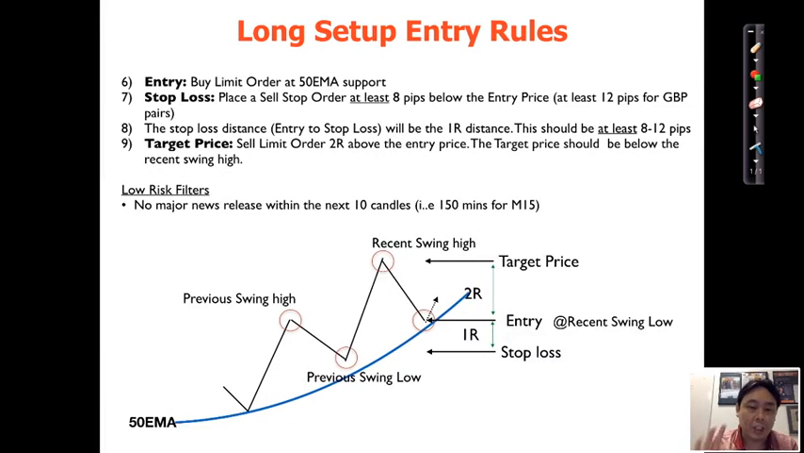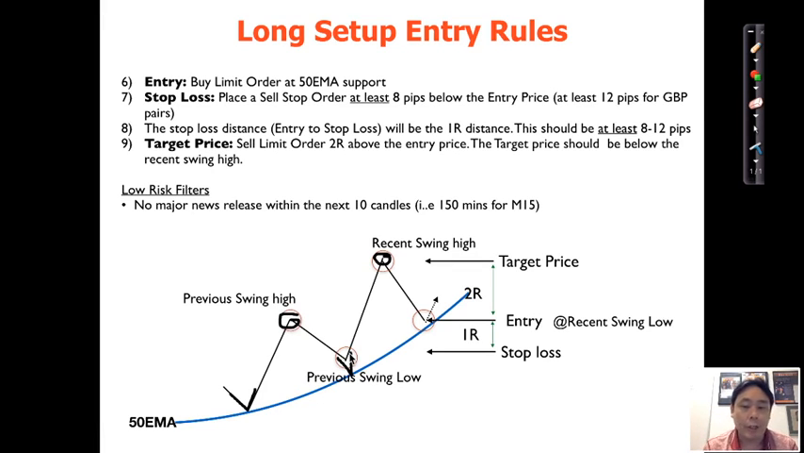So once I see this specific setup, where again the recent swing high is higher than the previous swing high, I see the 50 moving average tested recently to be a strong support. Could be tested here, could be tested here, doesn't matter. Once I see that, I'm ready to place my buy order.